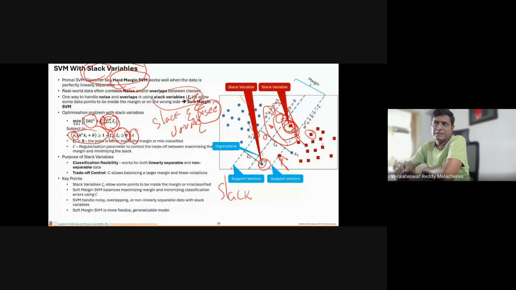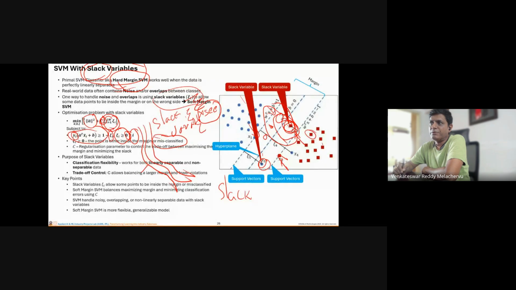C is a regularization factor, a control factor. It tells whether a point is on either side of the margin. Essentially, it is a misclassification factor. So it gives us the flexibility for both linear separability and nonlinear separability. Even if it is a curve like this, we can have trenches on both sides, right?